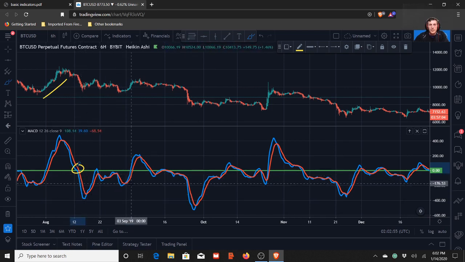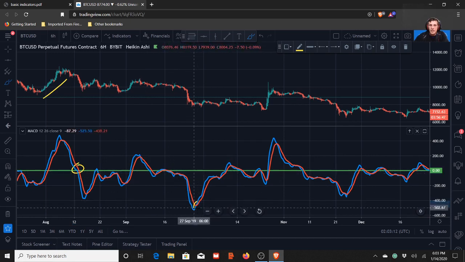And then over here you can see another one, it would have been a decent little long, but you could have got in here as soon as we broke the 0 and then got out up here at the cross. Right here you could have entered in short, we broke the 0 and we rode all the way down, got out at the cross.